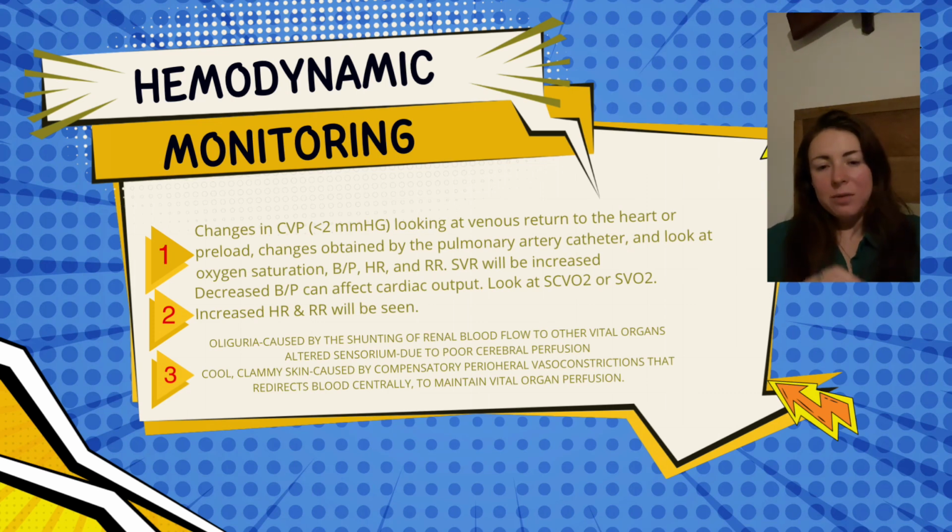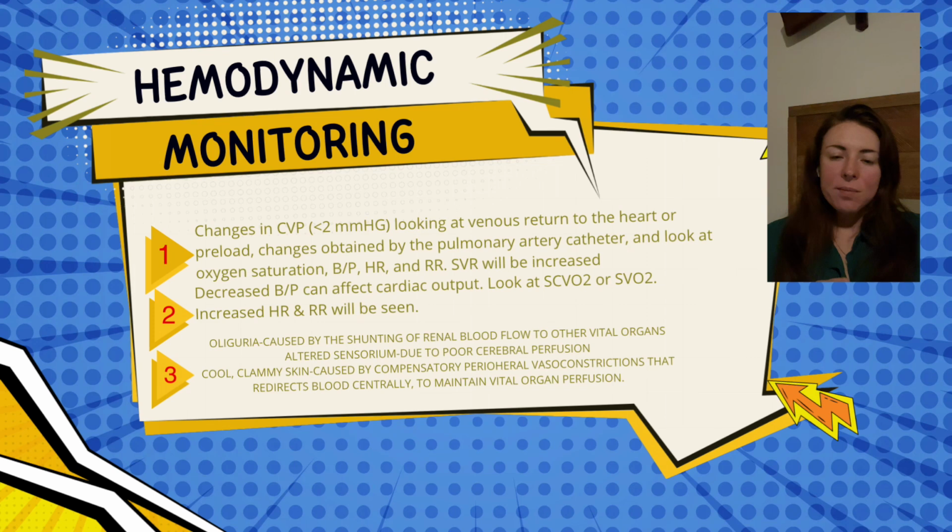So you'll definitely see that when it comes to CVP, the normal value is 2 to 6. Typically they say less than 2 millimeters of mercury shows a loss of blood volume hemodynamically. I also included just some other key points.